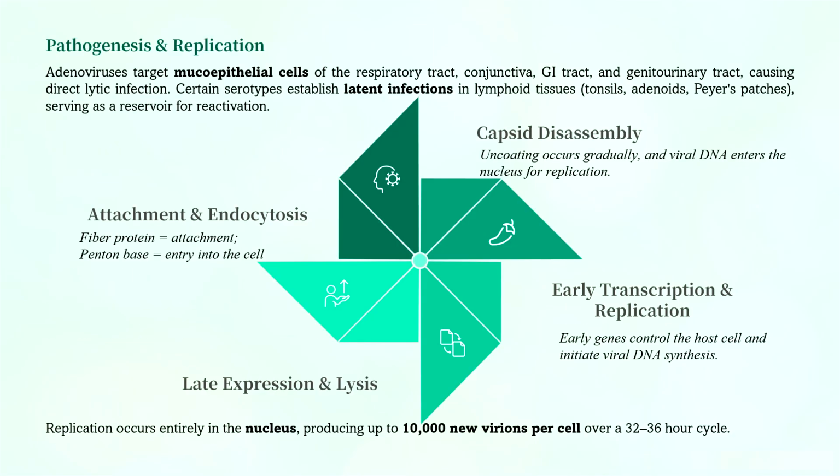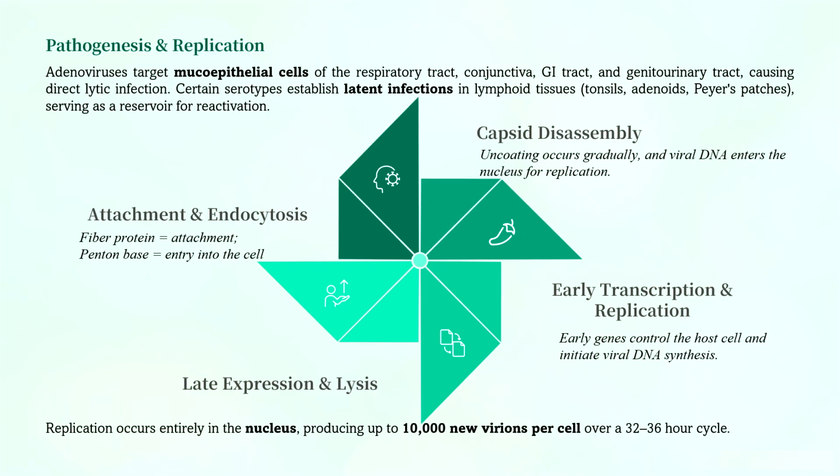Pathogenesis and replication of adenoviruses. Initially, attachment and endocytosis take place. Adenovirus infection begins when the virus encounters susceptible epithelial cells, especially in the respiratory tract, conjunctiva, or gastrointestinal tract.